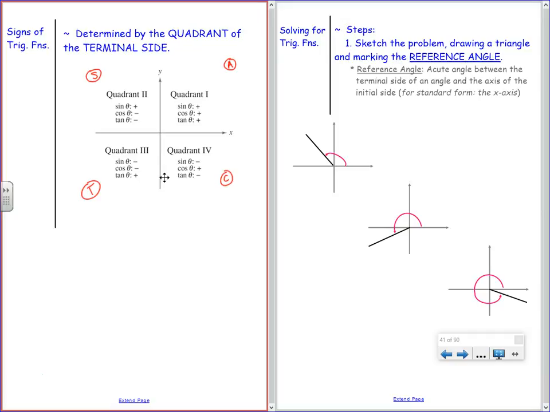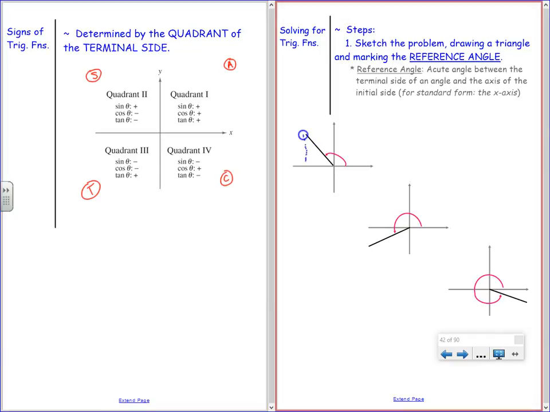When we sketch an angle, that's all well and good, but we're not going to solve using that outside angle. We're going to solve using what we call the reference angle. For all of these, I'm going to make alpha the reference angle. You guys remember the Greek letter alpha, right? There's alpha. There's alpha. Like, where's Waldo? There he is. There's alpha.